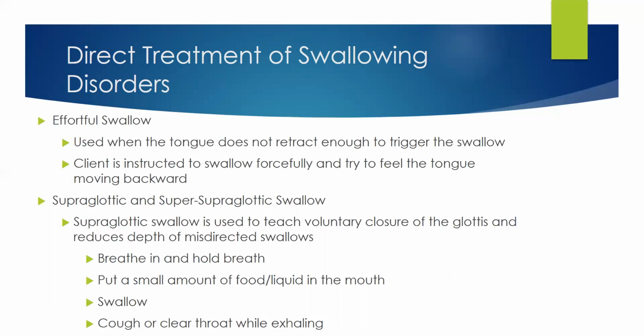Another very common technique is called the supraglottic swallow. This is where we teach voluntary closure of the vocal folds to reduce the depth and misdirection of the bolus during swallow. So the instruction is to breathe in and hold their breath. They put a small amount of food or liquid in, they swallow, and then before breathing again, they cough and clear, so they have expiratory airflow that's going to push out or blow out any airway encumbrance.